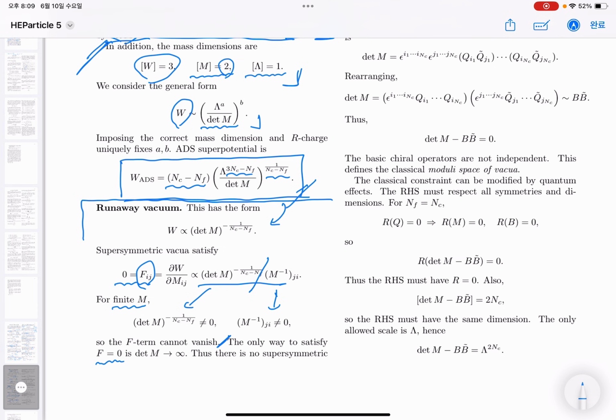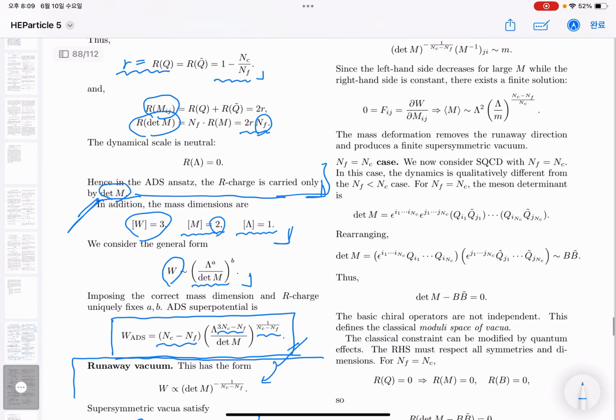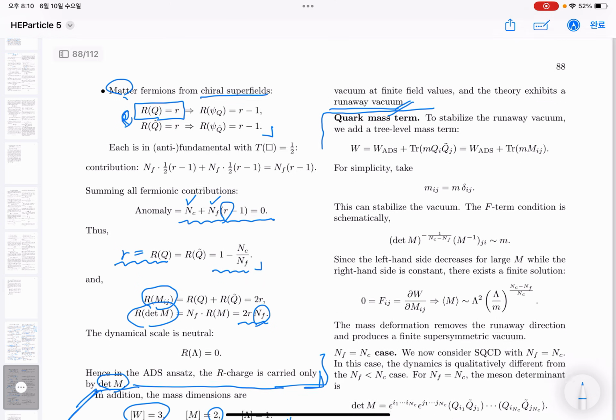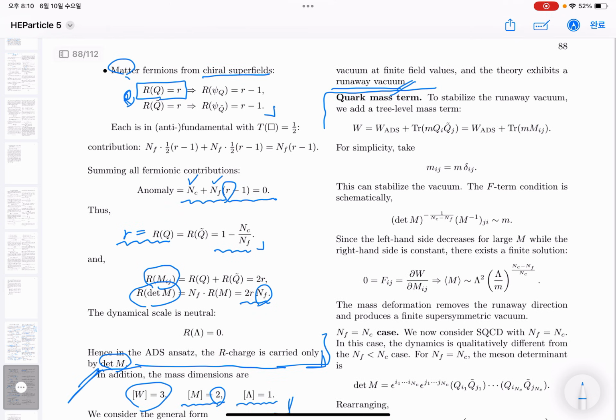So there is no supersymmetric vacuum for this ADS superpotential, and this is called the runaway vacuum, because the vacuum appears at infinite field value. To stabilize the runaway vacuum, we should add a tree-level mass term. This is a similar story to the non-supersymmetric theory. From QCD to chiral perturbation theory, usually we assume that there is a small quark mass term, and this will give the meson mass.